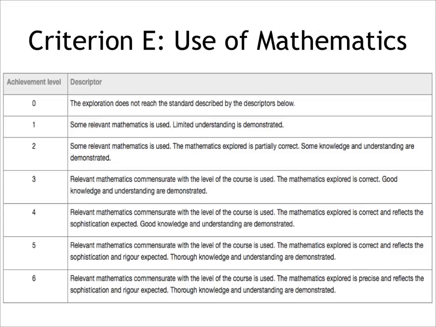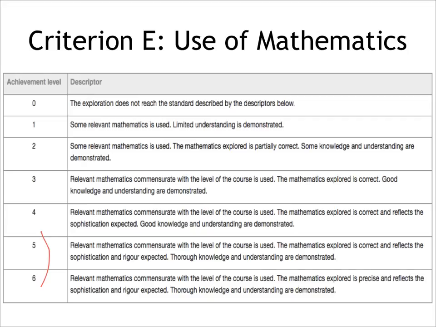Last of all is the use of mathematics. Now, this is where HL and SL are different. Okay, everything else up to this point is exactly the same for SL and HL. However, at this point, this is where it changes, because for these sections, these 5 and 6, right here at the bottom, those are the ones that are going to be really hard to get. That's where the HLs are being asked to stretch a little bit more. Okay, SL also asks you to do relevant mathematics. It has to be commensurate with the level of the course. I'll talk about that. The mathematics being correct, and showing good knowledge and understanding. That's all part of SL.